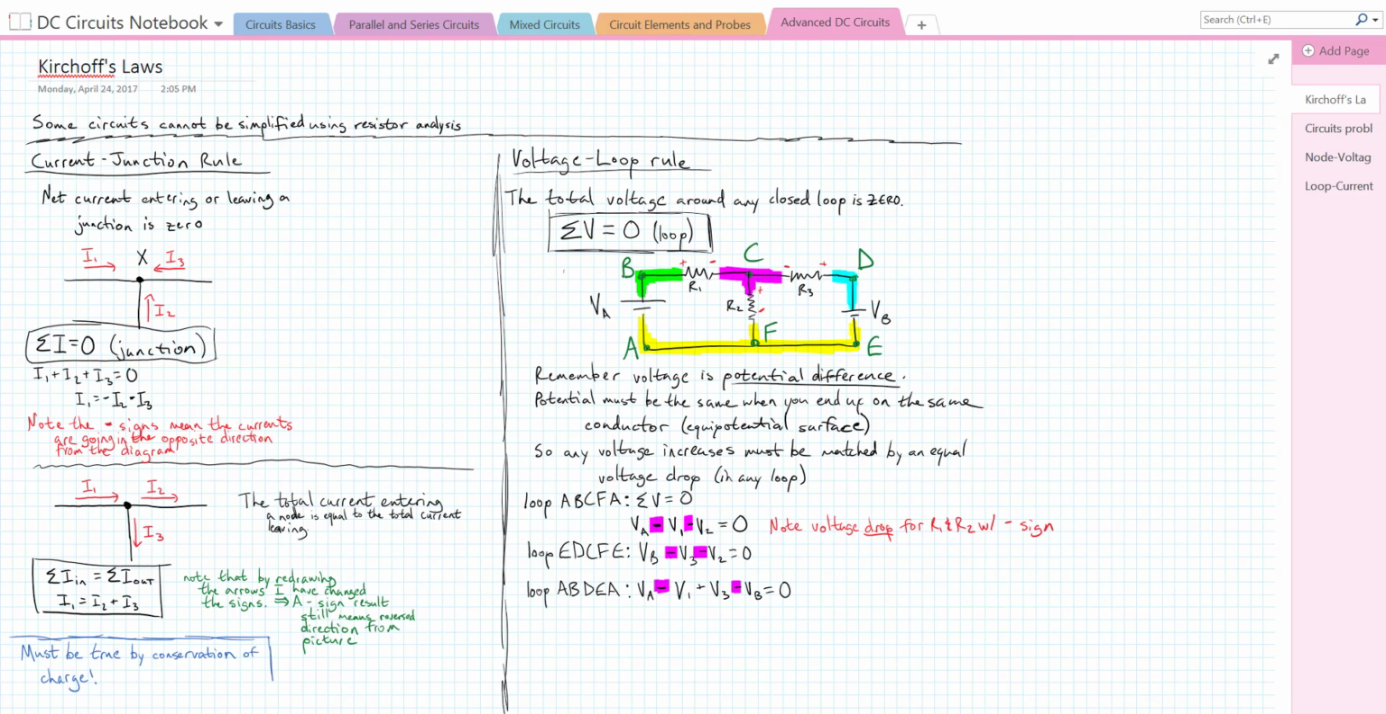This video covers Kirchhoff's laws of circuits. There are two of Kirchhoff's laws, and they are going to be useful for circuits that can't be simplified using simple resistor analysis and simple series and parallel analysis.